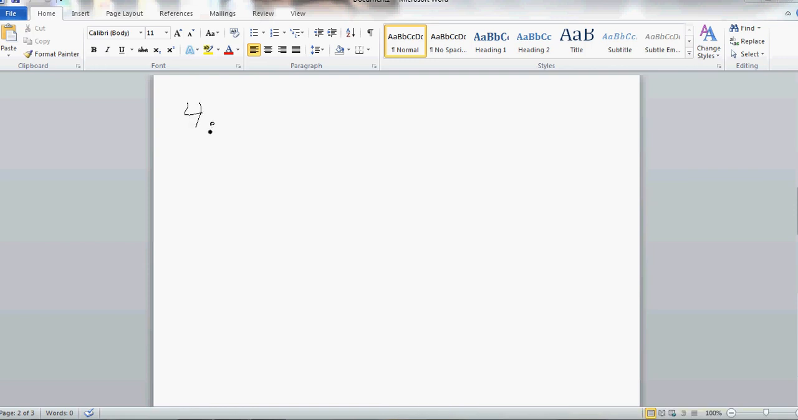Example number 4. Sine squared of theta minus cosine squared of theta plus cosine of theta equals 0.